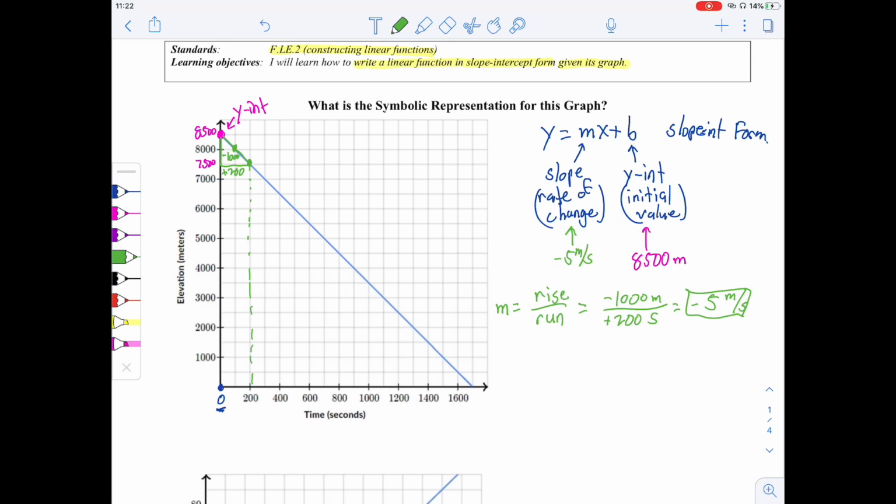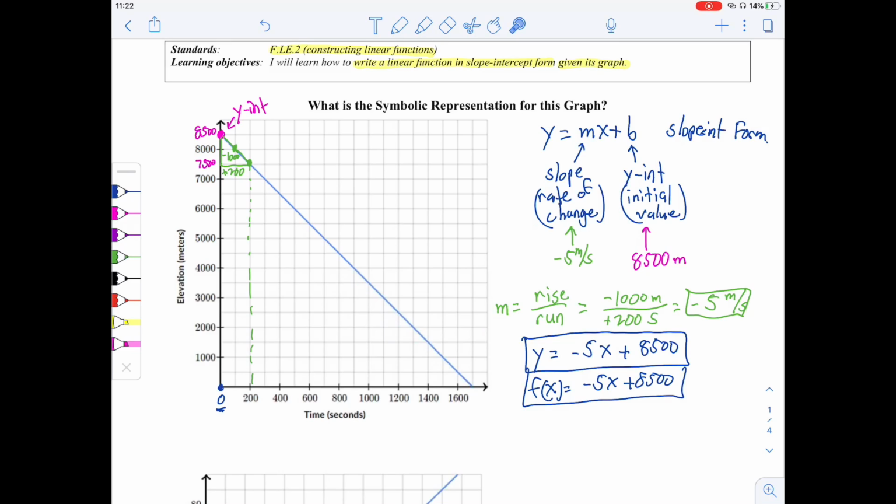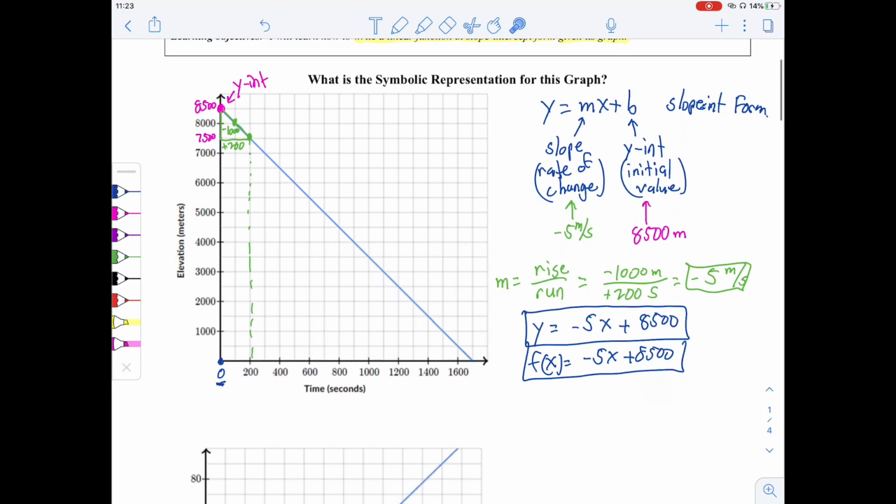So now we can just write the equation for it, given that. y equals negative 5x plus our initial value, 8,500. And that is our equation. You also can write it in function notation form: f of x equals negative 5x plus 8,500. And it matches the graph because you can tell it starts at 8,500 on our graph, and it's decreasing, so it's negative, and it goes down 5 meters for every second, or 500 for every 100 seconds. So you can tell it matches your graph.